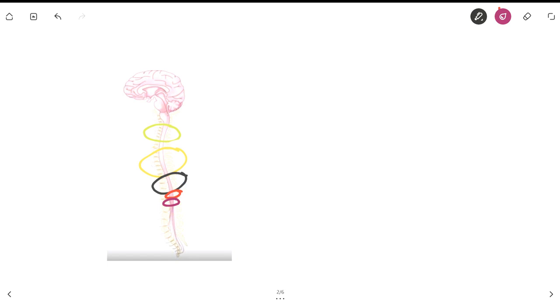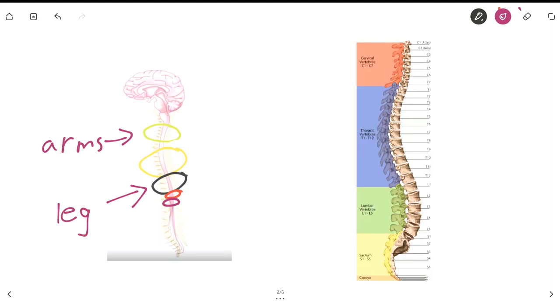And there are 2 enlargements, which is the cervical enlargement and the lumbar enlargement. The cervical enlargement is where your hands are. So there's a lot of neurons present in this area just for your hands. And in your lumbar region, there are a lot of neurons for your legs. That's basically where your leg starts. And your spinal cord also has a lot of vertebrae.